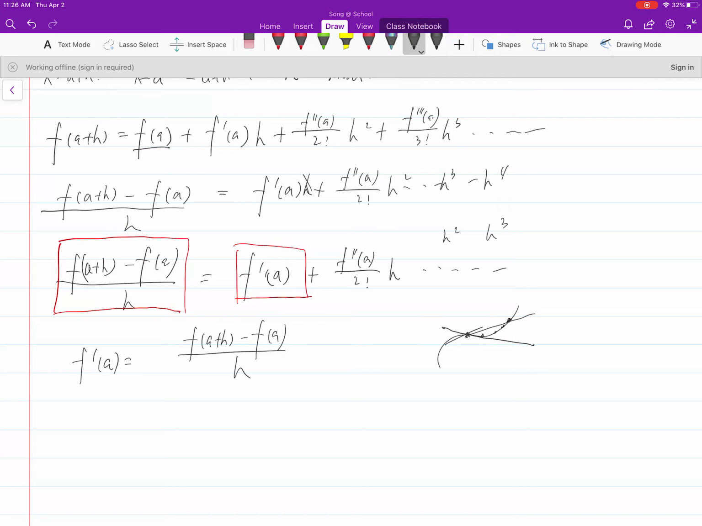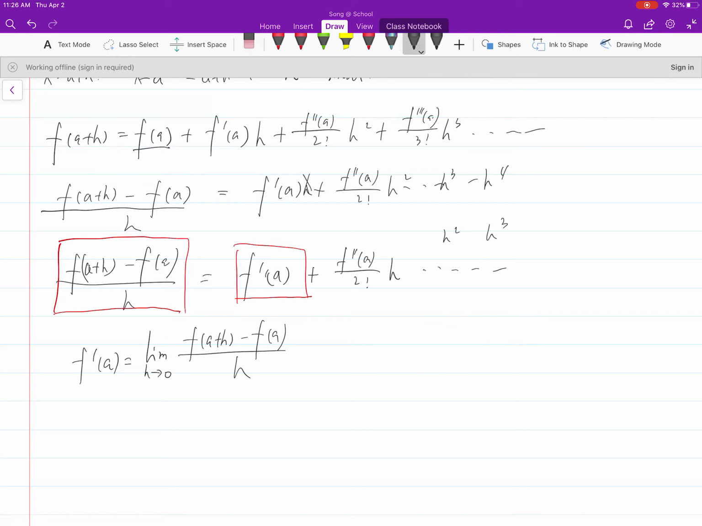You let this point go closer and closer, and you eventually have a tangent line, right? So you let h go to 0. That's your definition of your derivative, which comes from the slope of a tangent line, which means when h goes to 0, your second line basically becomes a tangent line.